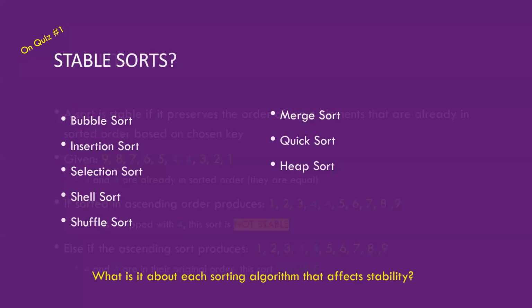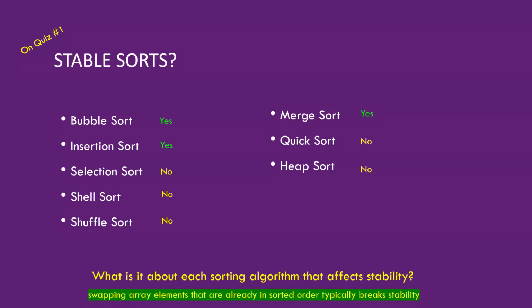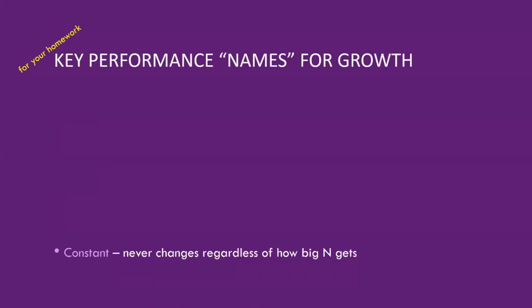Okay. So just so you can see at a glance, bubble sort is stable, insertion sort is stable. Today we'll see selection sort is not, shell sort is not, shuffle sort of course is not, because it's just randomization. And then these we'll see next week. Okay. So high level, we'll come back and review that.